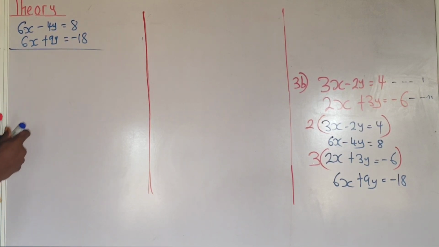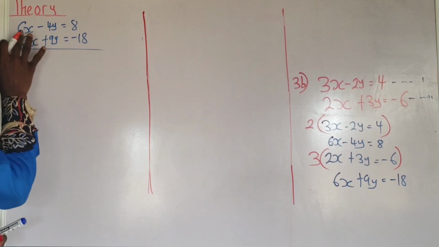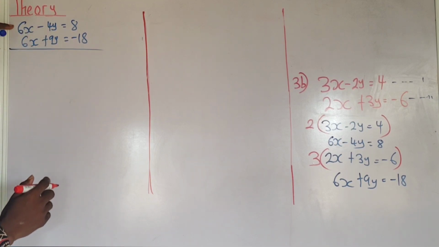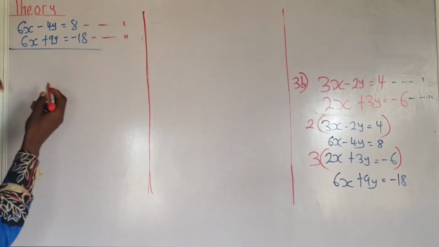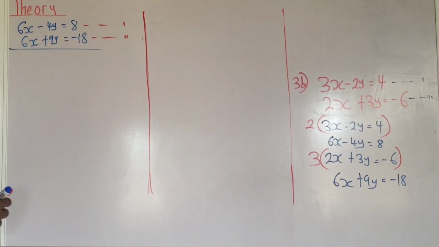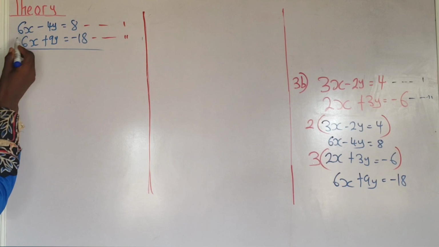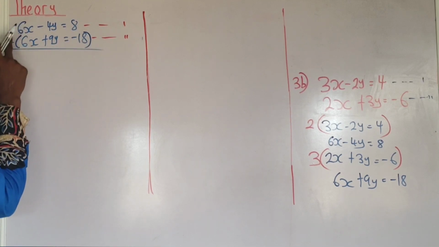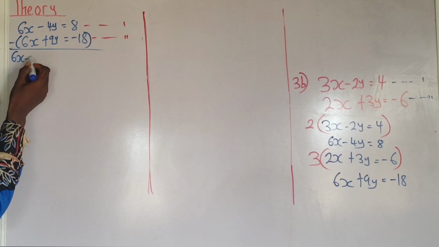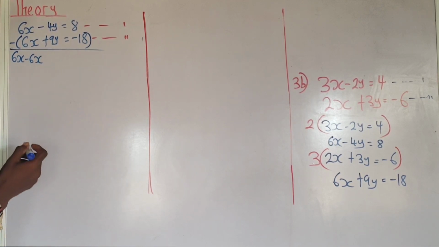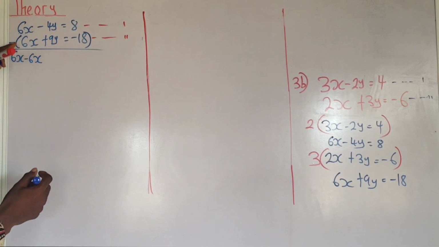Subtract equation. So we have modified equation 1 as this, and we have modified equation 2 as this. Subtract equation 2 from equation 1. So I'm going to have 6x minus 6x. Do you understand? That means I'm going to have 6x minus 6x, minus 4y minus plus 9y.